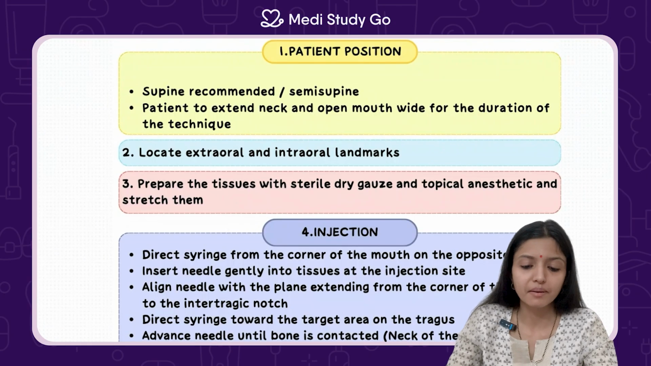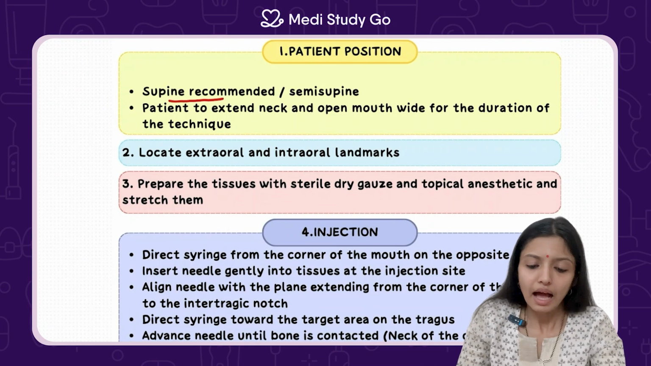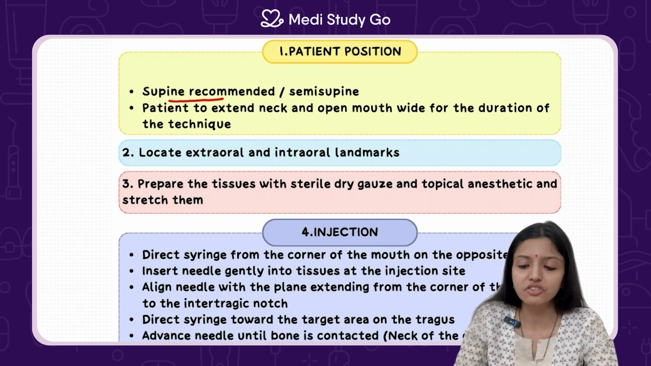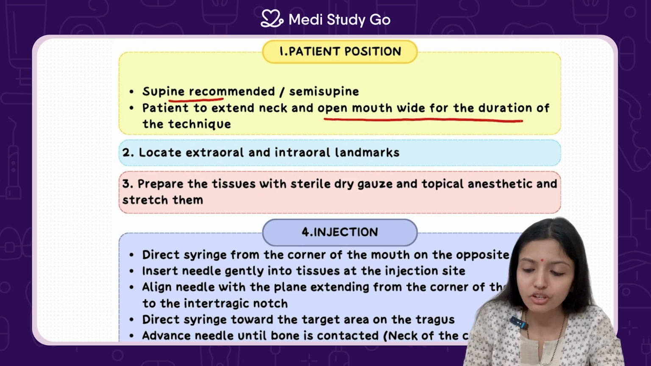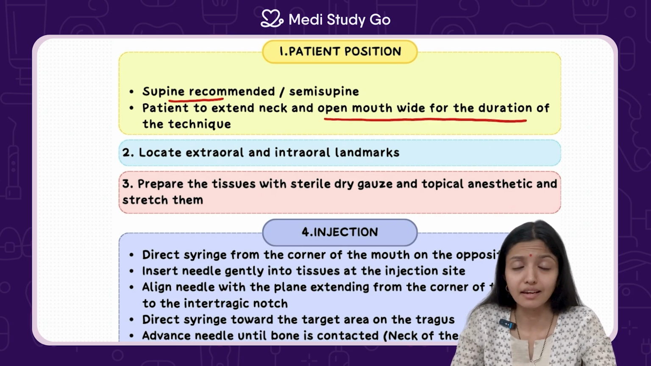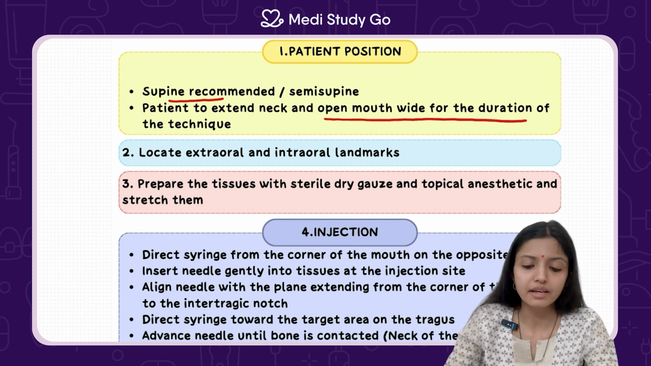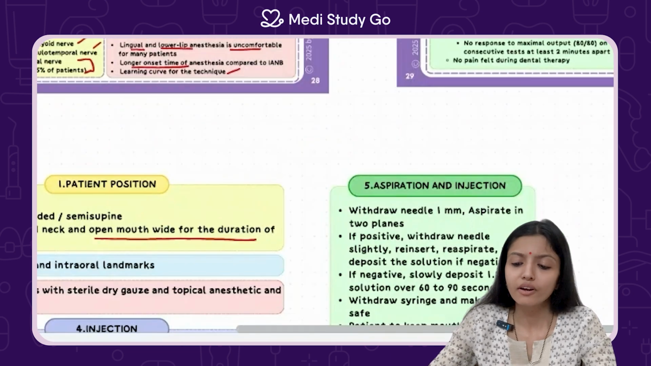So as recommended, the patient has to be placed supine or semi-supine, and it is better that the patient extends their neck in such a way that they're able to open their mouth wide for the duration of at least the injection technique. So the patient has to open their mouth extremely wide. From there on, you have to indicate your landmarks.